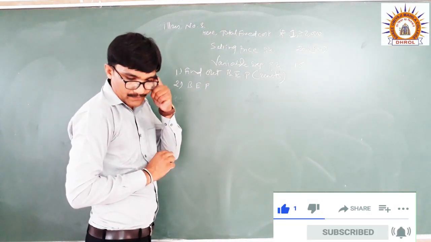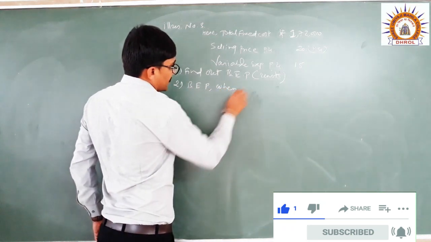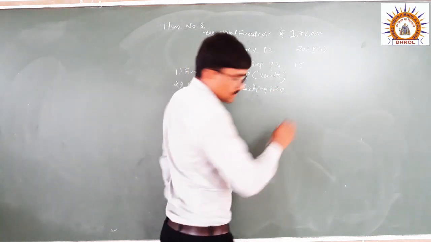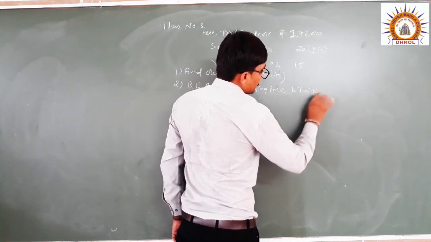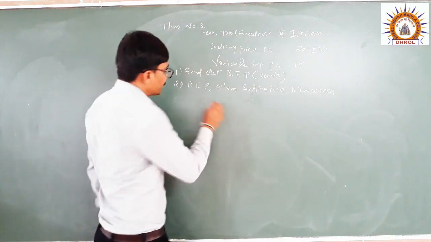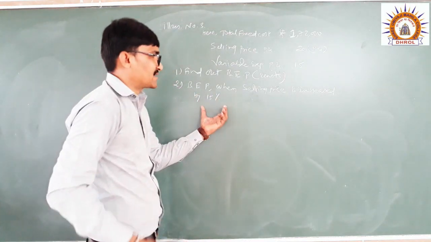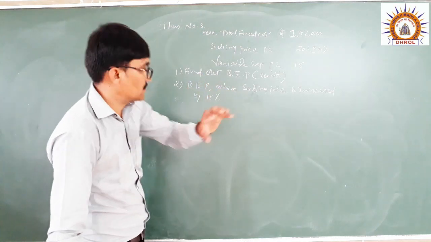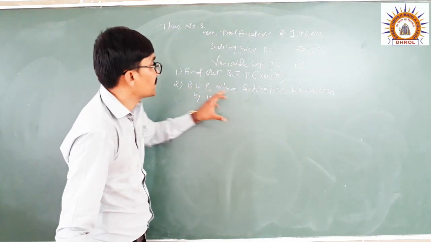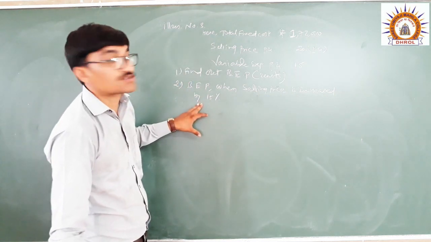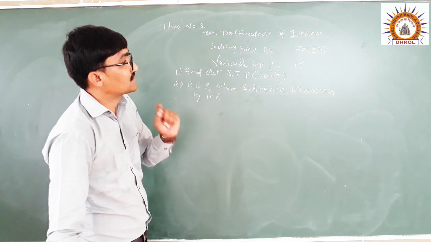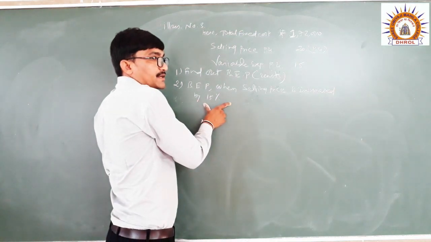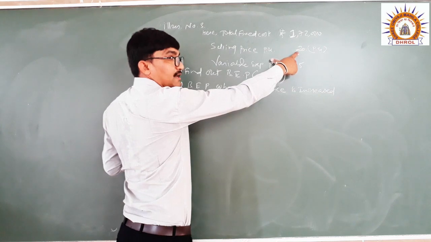Again I am telling you, when selling price is increased by 15%. What does it mean? See, the problem is to find out break-even point, after calculating break-even point, when the selling price is increased by 15%. So here the concept arises of old selling price and new selling price. In that case we are required to calculate new selling price, right? And 20 rupees is the old selling price.